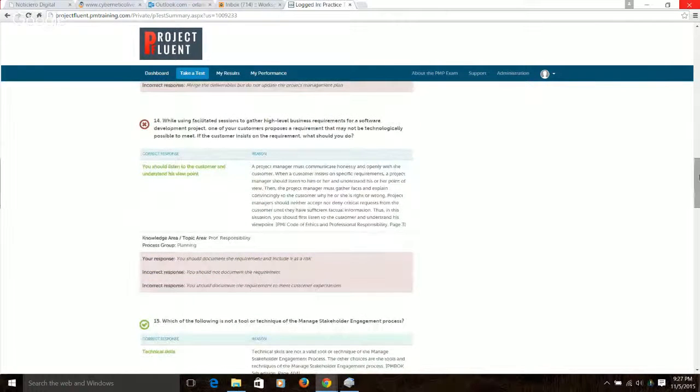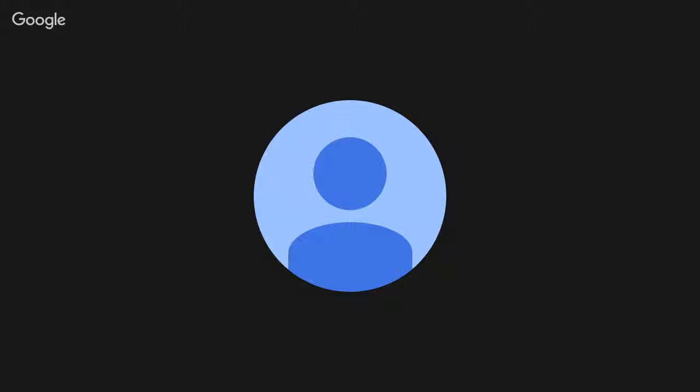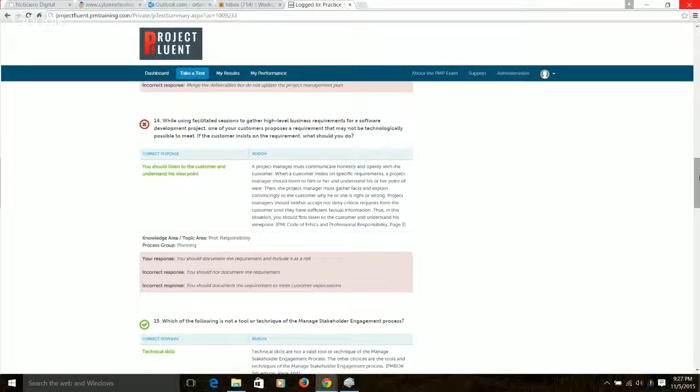Number 14, while using facilitated sessions to gather high-level business requirements for a software development project, one of your customers proposes a requirement that might not be possible to meet. If the customer insists on the requirement, what should you do? The correct response is you should listen to the customer and understand his viewpoint. That's stupid. It is, but remember the utopia.